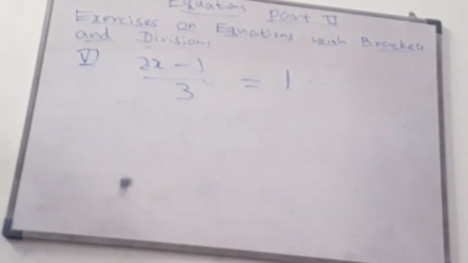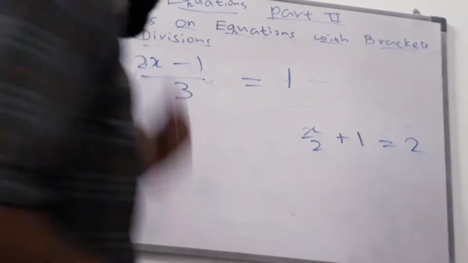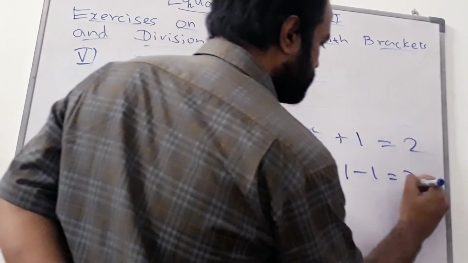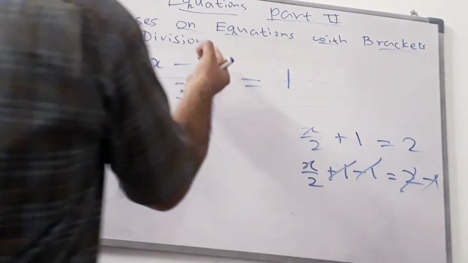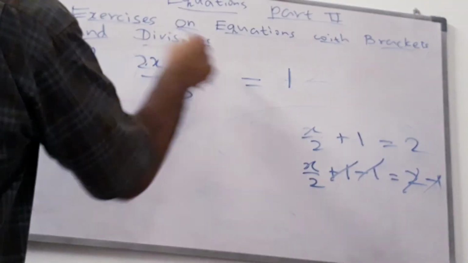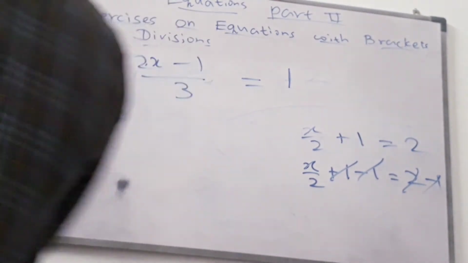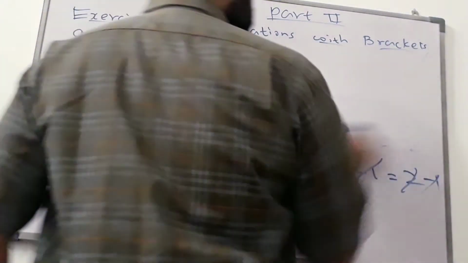For example, if it is x over 2 plus 1 equals 2, in a sum like this we have to remove plus 1 first. But here there is no need of removing minus 1 first. Why? Because 3 is common to both these terms. So first of all we have to remove 3 here.